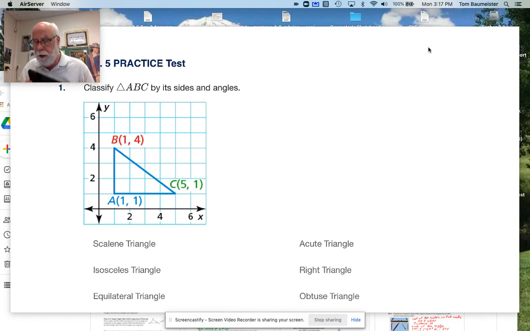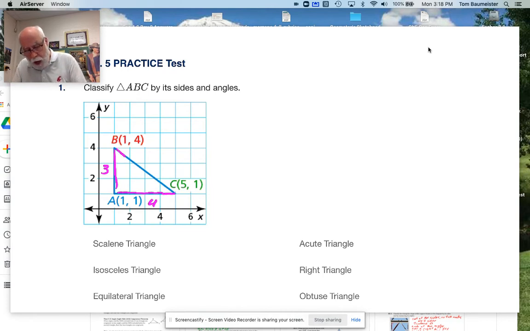All right, so here's some practice tests, ladies and gentlemen. On the first one, it says classify triangle ABC by its sides and angles. Remember, on this, we can look at it and say this distance right here is 3. Now, it's nice if it's already on our XY plane. And this one here, you should be able to see is 4.